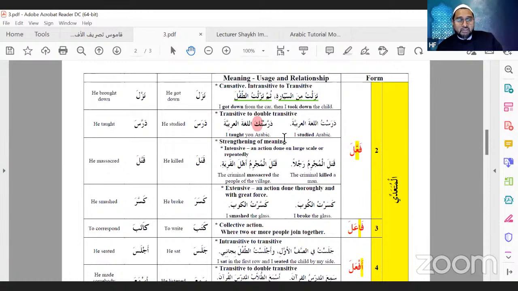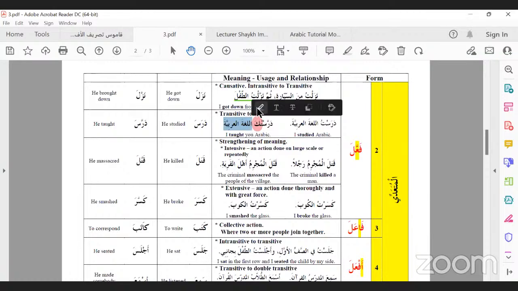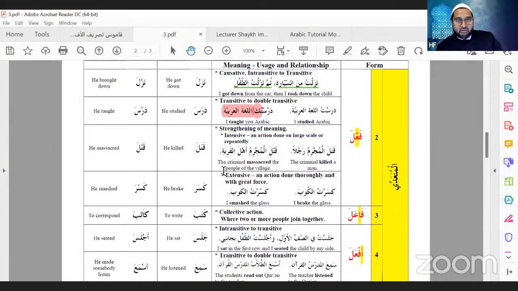The Arabic language is the second object. So you are the person, and the thing which I taught you is the Arabic language. So this is a double object. Is that clear? Yes, that's clear. Thank you ever so much for that, sister. So both of these are the meaning of causative.